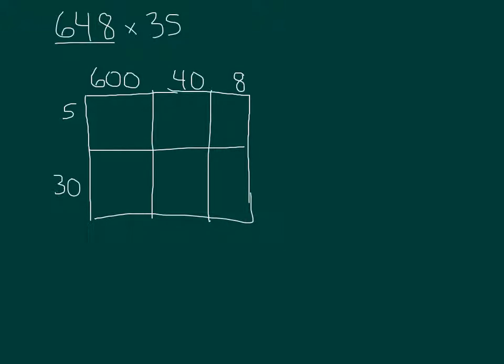Again, when I do my standard algorithm, I'm going to be doing the ones place times the 648 first. So that's why I put the ones place on top. It'll match my partial products better.